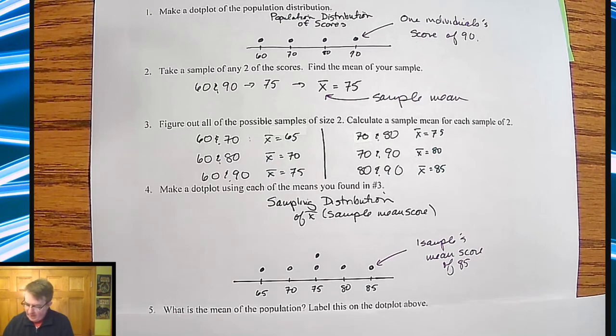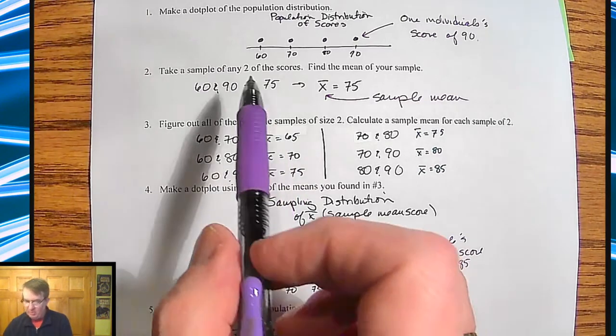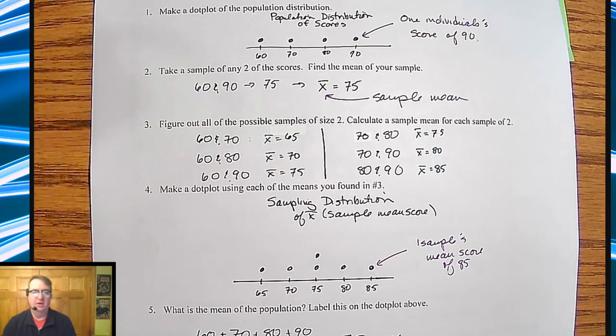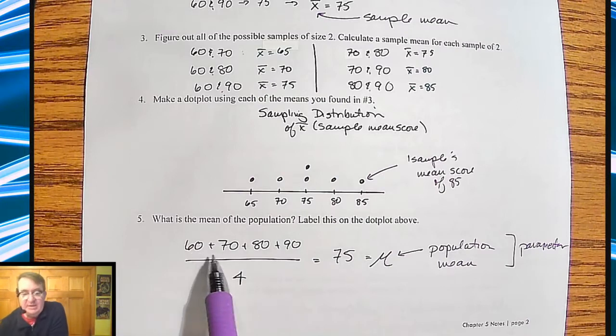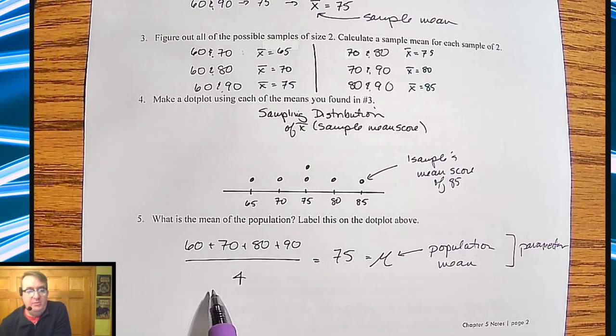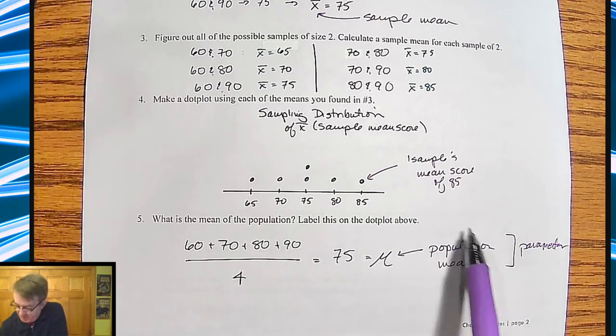Now, the last question that we're asking here is, what's the mean of this population? So I went up, and again, this is the reason why I came up with a small one. We're adding 60 and 70 and 80 and 90, dividing it by 4, and we get 75. This right over here is my population mean.